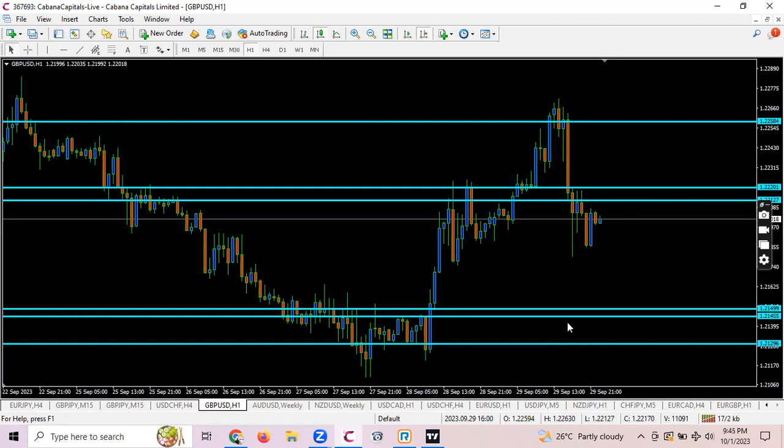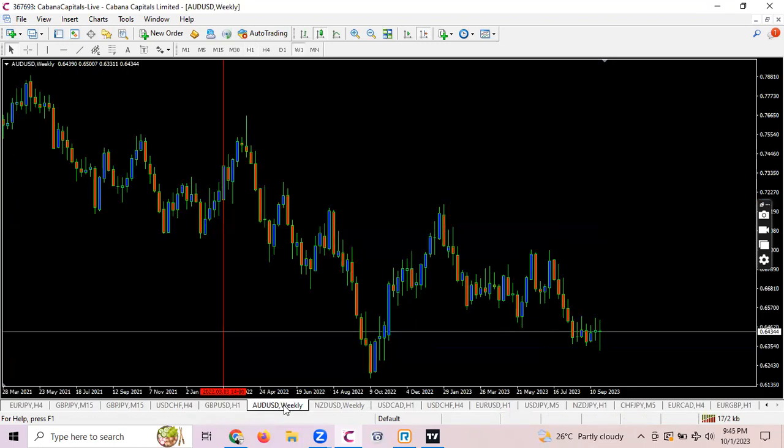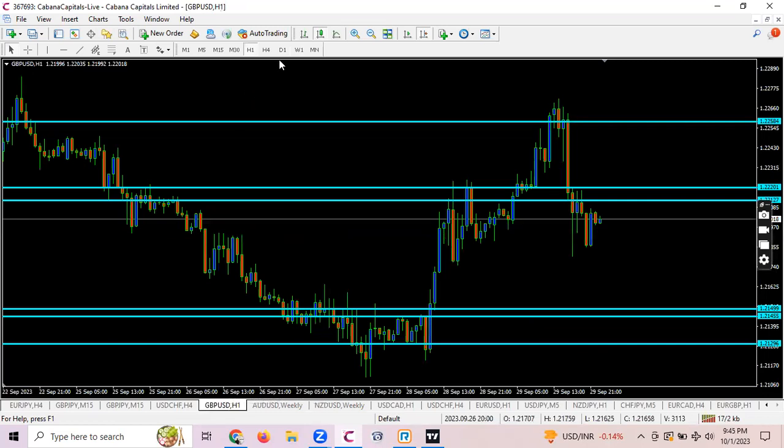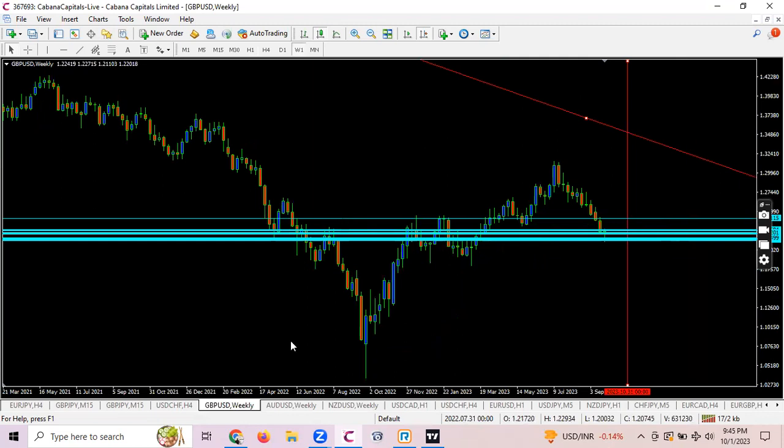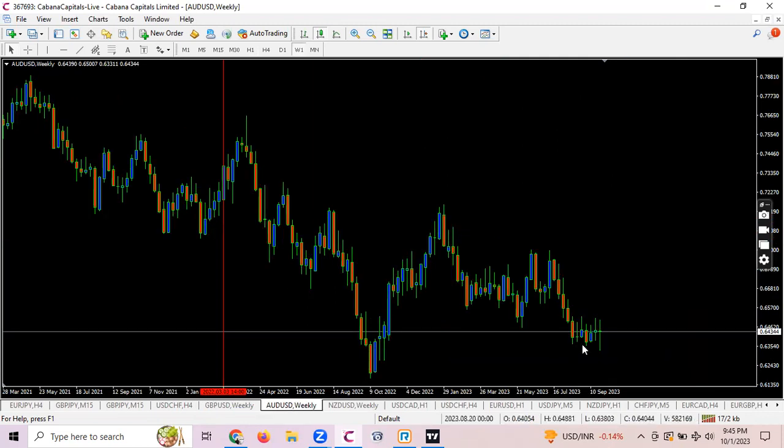I'm looking for buy setup this week. Australian USD is positively correlated with GBP USD. So my bias on Australian USD is also bullish. Last week candle closed as a doji. You can see for some time now, Australian USD has been in a range, for the past, I think, 5-6 weeks.